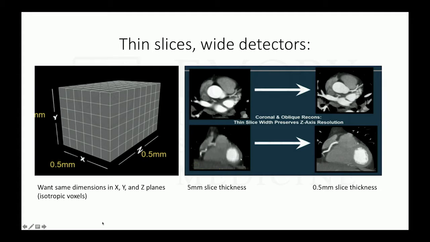When we talk about, again, isotropic voxels, we're looking for the same dimensions in the X, Y, and Z plane, because as we are analyzing coronaries, which are going in and out of multiple planes, you get a lot of image distortion when you lose the isotropic voxels. And so this kind of nicely demonstrates when you go from a 5 millimeter slice thickness to a 0.5 centimeter slice thickness, how the image quality changes, and how that's essential to really evaluating the coronaries accurately.